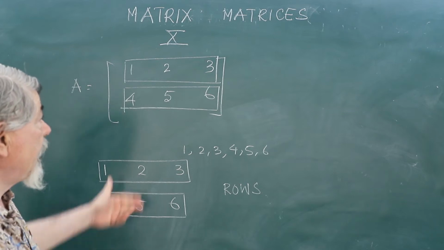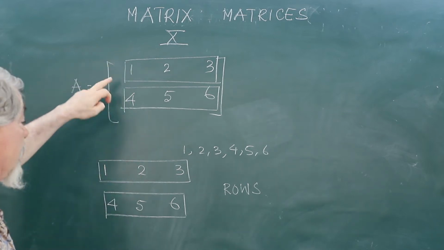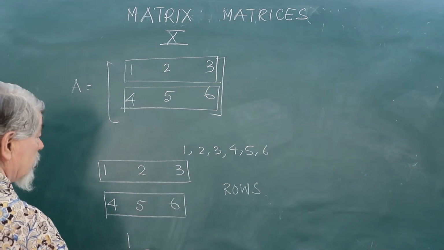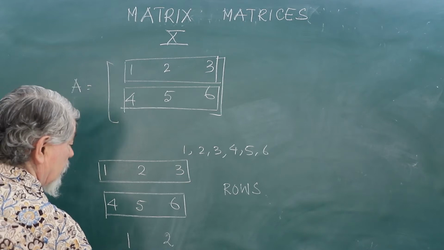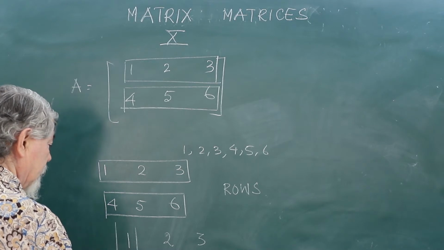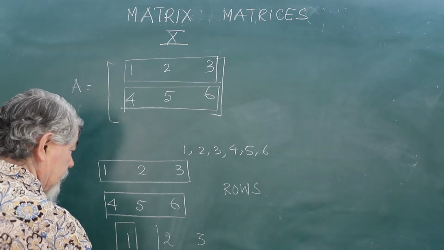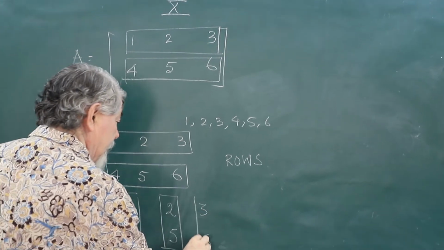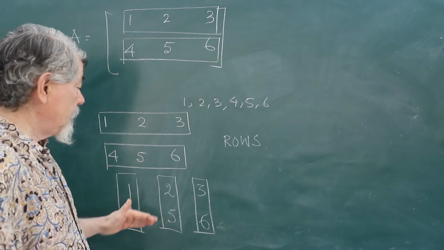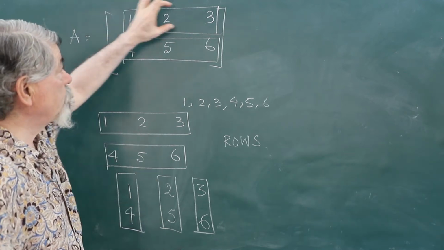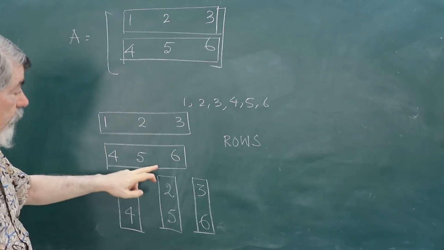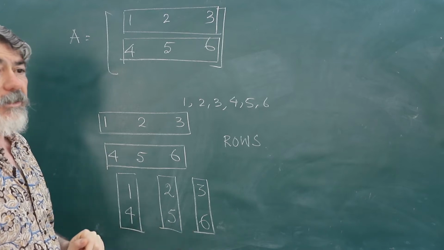And if we look at the vertical arrangement, these are rows as I explained, and 1, 4, 2, 5, or 3, 6 are the vertical arrangement of numbers. This vertical arrangement of numbers is called the columns. 1, 2, 3 and 4, 5, 6 are rows. 1, 4, 2, 5, and 3, 6 are columns.